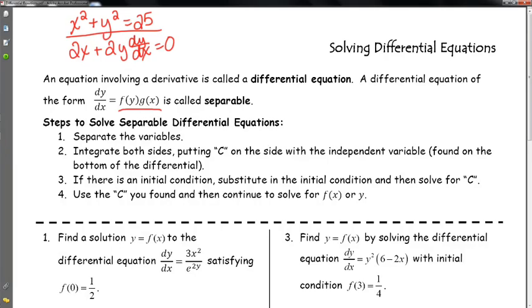First, you need to separate the variables. The second step, you need to integrate both sides. Please put c with your independent variable. Typically, it's going to be x, but it also could be t. Third, if there is an initial condition, please go ahead and substitute that in and solve for c. And our last step is then we're going to solve for y using our c. So let's look at several examples.